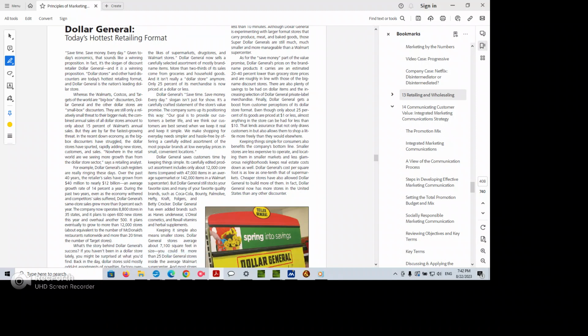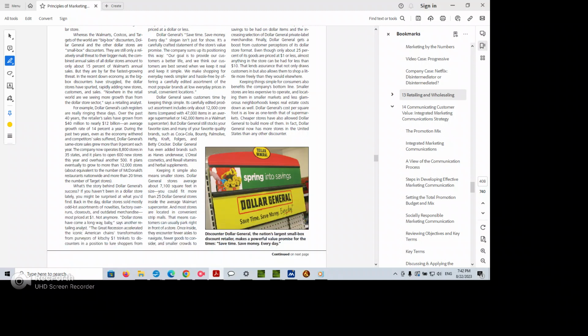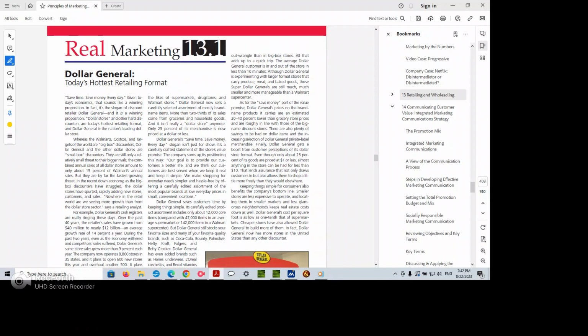Now, here we have a case example about Dollar General. Dollar General is a retail store, a discount retail store. Okay, so Dollar General, the nation's largest small box discount retailer, makes a powerful value promise: save time, save money every day. That is their slogan. Okay? I encourage you to read this case study.